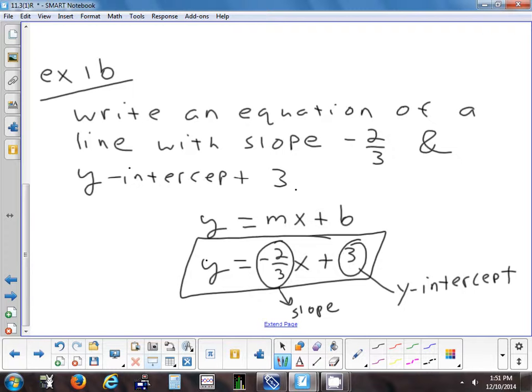Okay? Everybody see that? Both your slope and your y-intercept, they're just numbers. I've circled just to make sure you know which one is which. So any question on that? If we give you a slope and a y-intercept, how you write the equation of the line. All right.